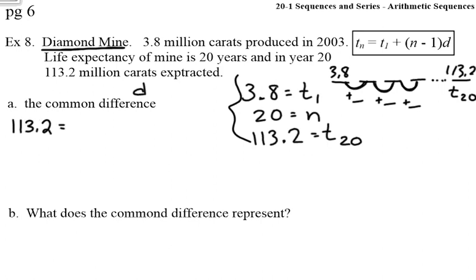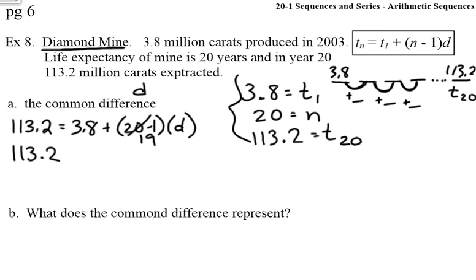113.2 is our T of N. Term 1 is 3.8. 20 minus 1 times the D, which is what we're trying to find. 20 minus 1 is 19, so we get 113.2 equals 3.8 plus 19D. Subtract 3.8, and we end up with 113.2 minus 3.8.